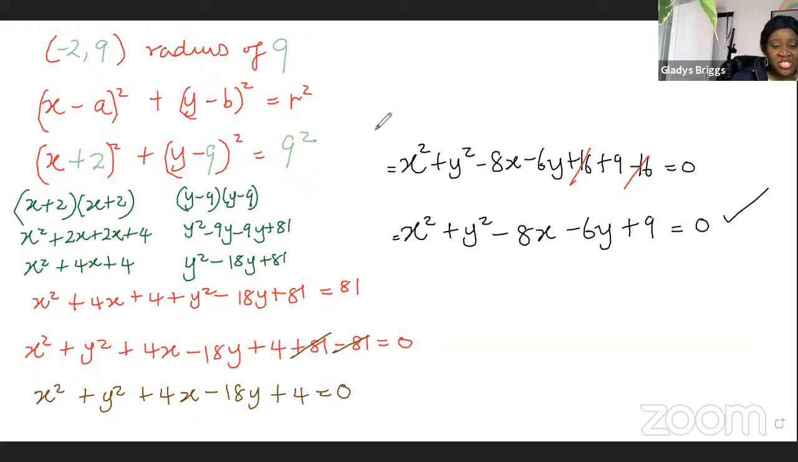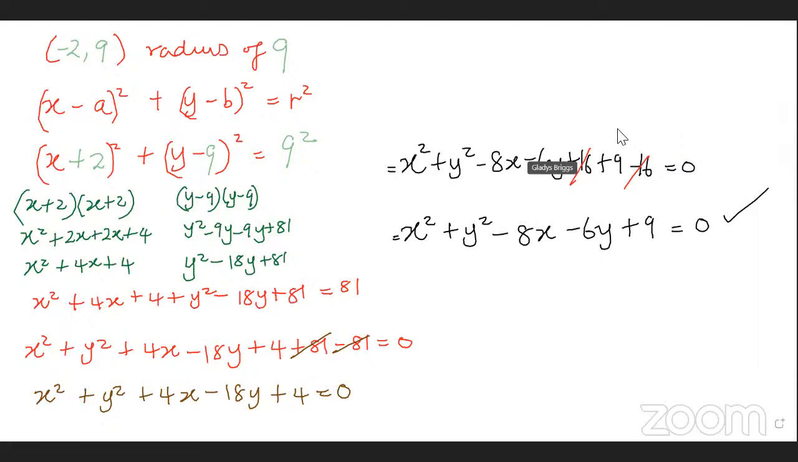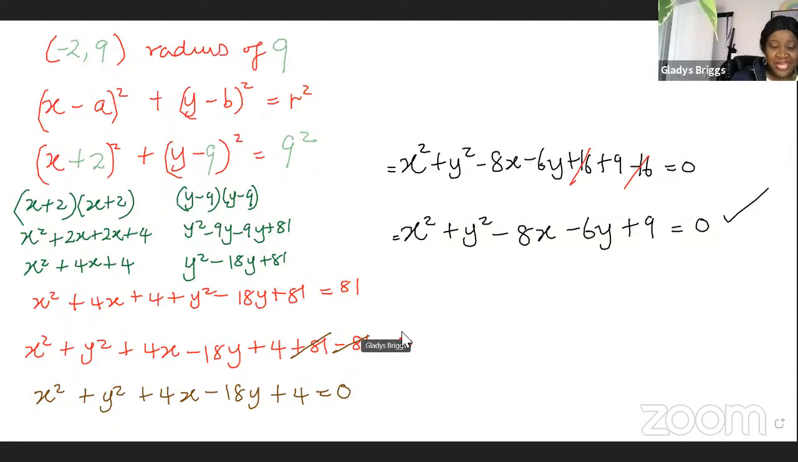What did we get? Let me check your answers. I got the same thing. So Abdullah, I see where you made your mistake. You didn't put 81 here, you put 9. So that's where you got it mixed. That's all right. It's just a little bit of mix up, but at least you followed the steps.